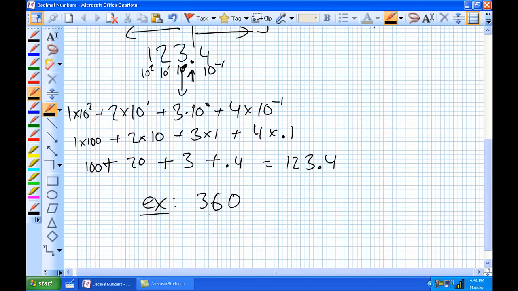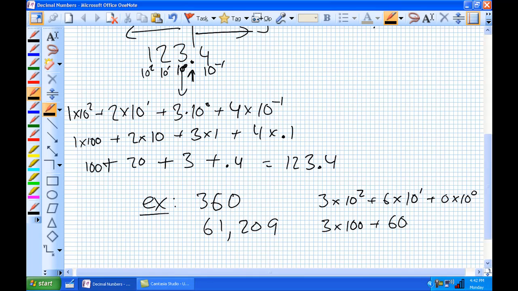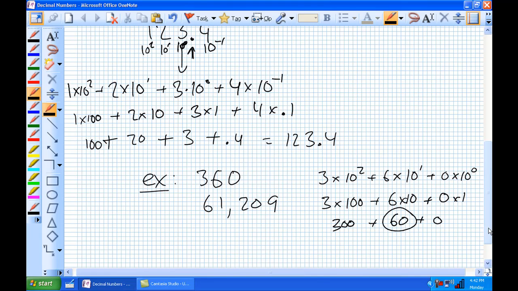What is the positional weight of the 6 in these two numbers? Well, look at their position. They're obviously different values. They're not just equal to 6. That wouldn't make sense. Why would 360 be different than that other number, 61,209? So 360 is 3 times 10 to the 2 plus 6 times 10 to the 1 plus 0 times 10 to the 0. 3 times 100 plus 6 times 10 plus 0 times 1. 300 plus 60 plus 0.